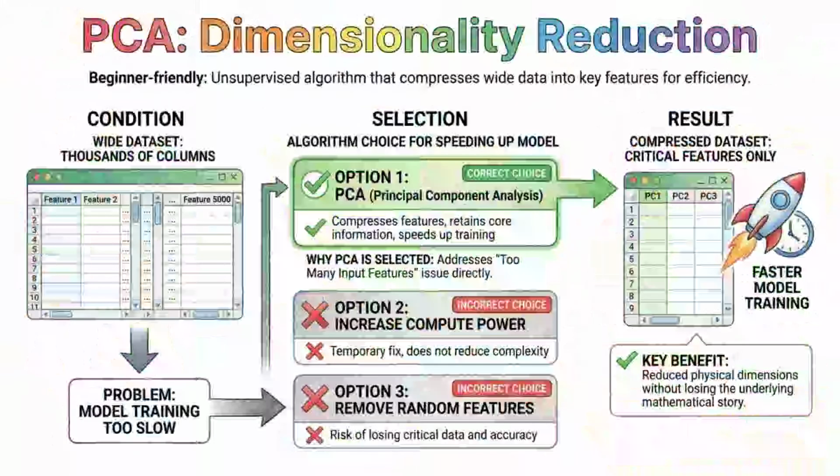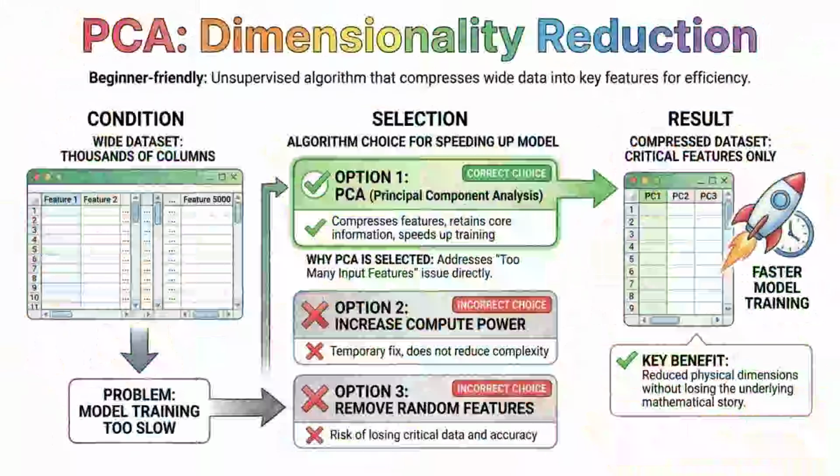We briefly mentioned principal component analysis during our data engineering lesson, but you must remember that PCA is technically an unsupervised machine learning algorithm itself. It is mathematically designed to look at a massively wide dataset with thousands of columns and intelligently compress it down to just the most important, critical features.